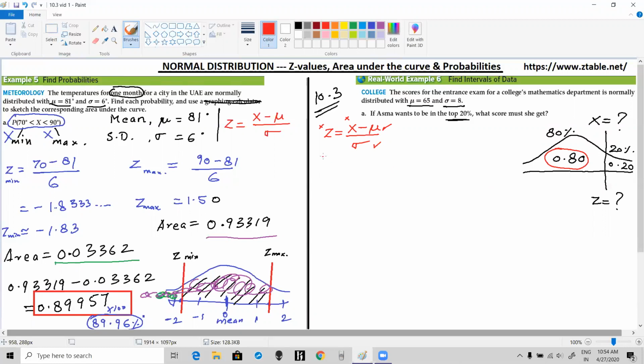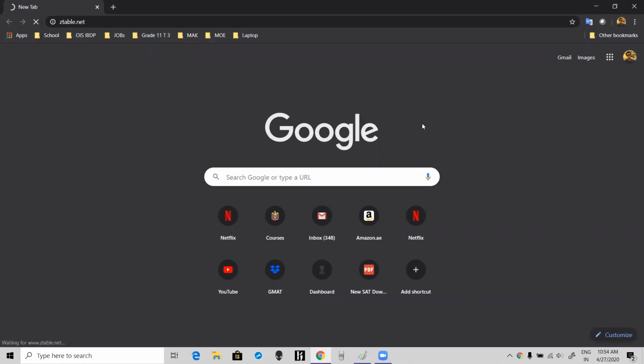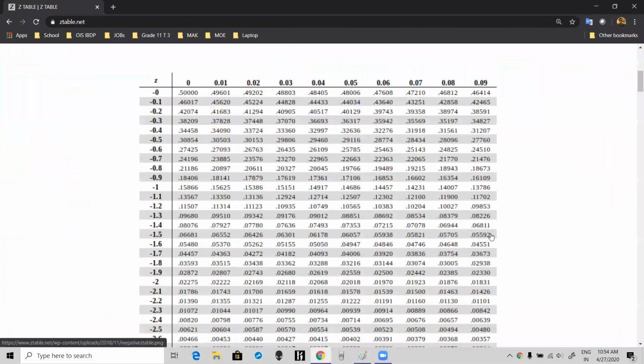So step one, you go to the table and look for the area which is closest to 0.80. Find the corresponding Z value. Let me open it for you. The link is given on the top right, which you can use to open the Z table. There you go. I'm looking for 0.80 in the area section, which is inside.